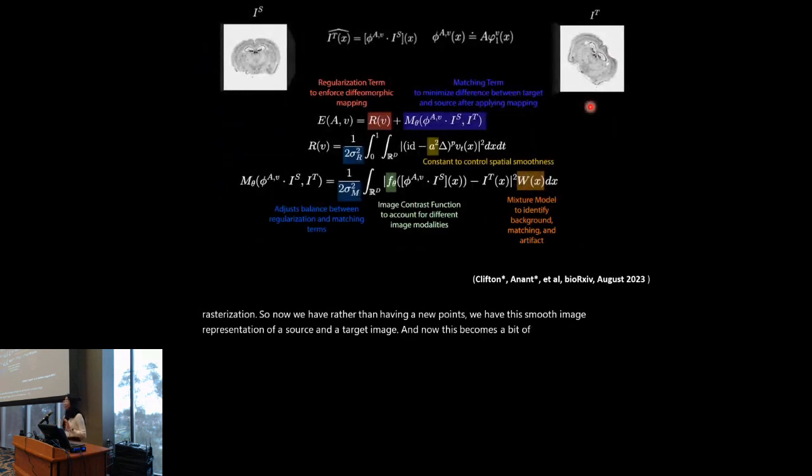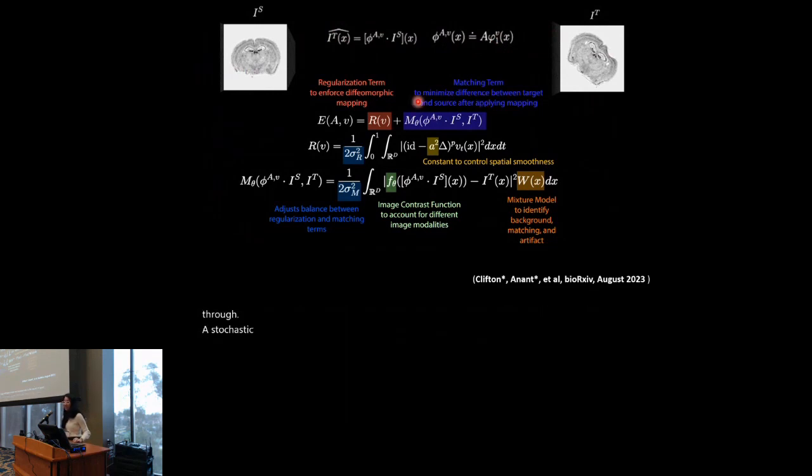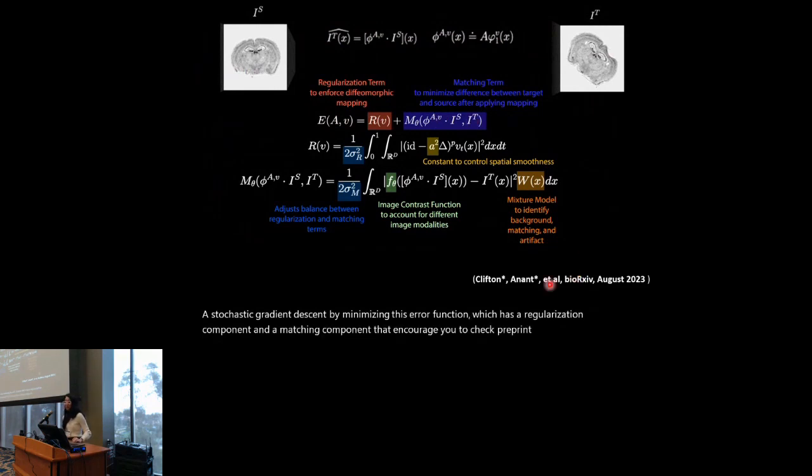And now this becomes a bit of an image registration problem, where we're trying to find a particular diffeomorphism, or particular transformation phi, that when applied to the source image will make it look more approximate to the target image. This phi has a particular affine and a diffeomorphic component, which we can try to solve through stochastic gradient descent by minimizing this error function, which has a regularization component and a matching component. I encourage you to check out the bioRxiv preprint and the online supplementary notes to learn more about the mathematical details.